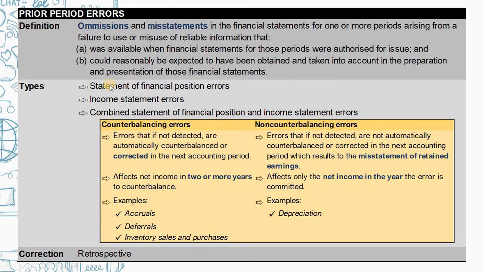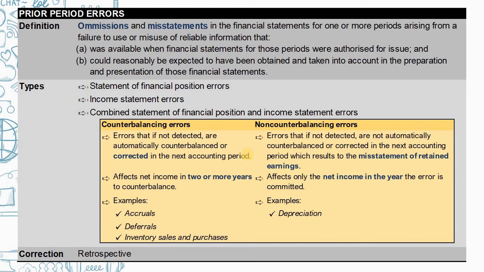So what is a counterbalancing error? These are errors that, if not detected, are automatically counterbalanced or corrected in the next accounting period. When we say counterbalancing errors, there is no problem if the entity was not able to discover the error because it is a self-correcting error. And when we say self-correcting, the corrections are made in retained earnings. So as time goes by and the entity is still not able to discover the error, the errors will automatically self-correct in the retained earnings.